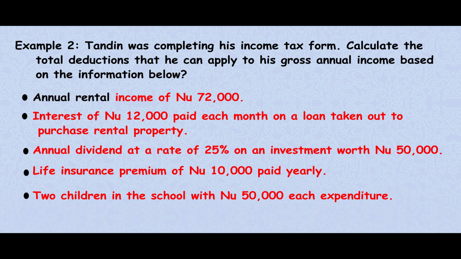Annual rental income of Nu 72,000. Interest of Nu 12,000 paid each month on a loan taken out to purchase rental property. Annual dividend at a rate of 25% on an investment worth Nu 50,000. Life insurance premium of Nu 10,000 paid yearly. Two children in school with 50,000 expenditure each. So these are the information, and on this information you have the deduction rates.